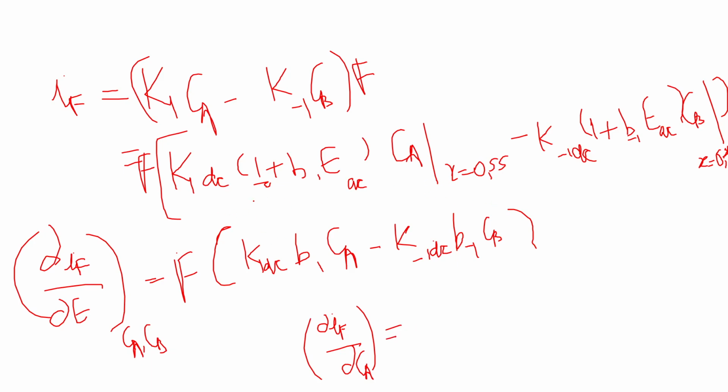So that means it will be just this term. When you are differentiating this, it is done at a constant E and constant CB. So constant E means what? The potential is a constant, that is it's an EDC, there is no perturbation given. So automatically EAC value will be 0. So when you do it, you will get only KF into K1 DC.